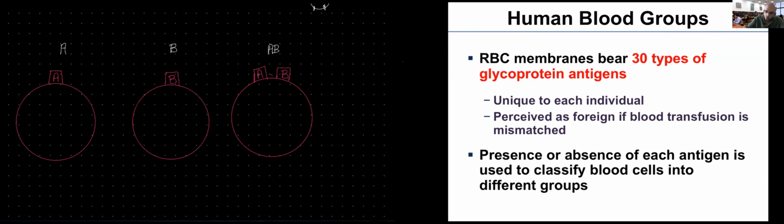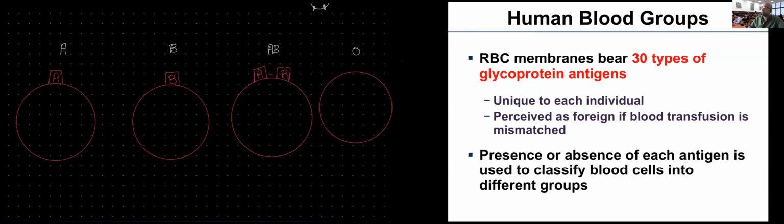Being a blood group O means that my red blood cells are neither presenting antigen A or antigen B. I neither have antigen A or antigen B.